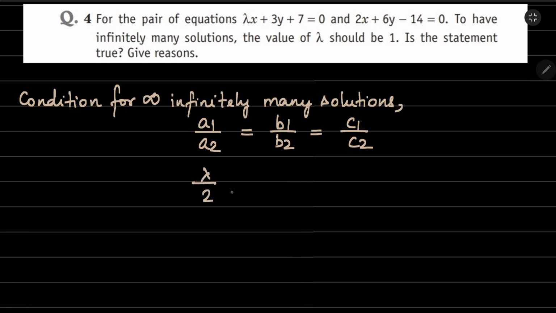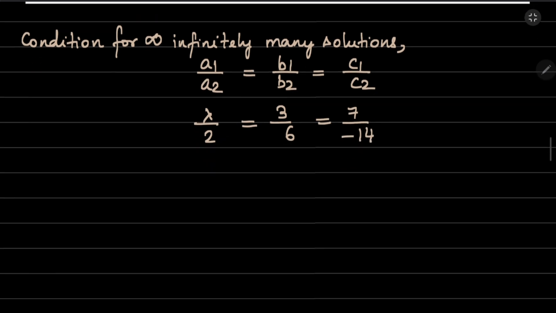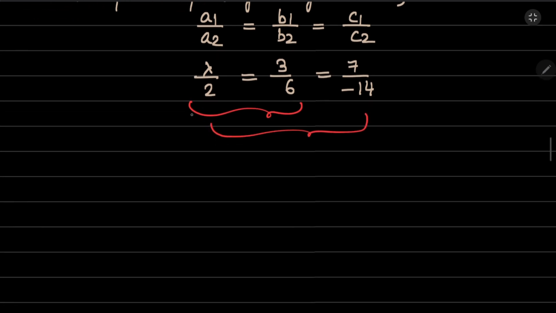For the given equations, a1 by a2 is lambda by 2, which is equal to b1 by b2, which is 3 by 6, and should be equal to 7 divided by minus 14. First let's take the first two, and then the first and the third one. When you take the first two and cross multiply, 6 lambda is equal to 3 twos are 6. So lambda is equal to just 1.